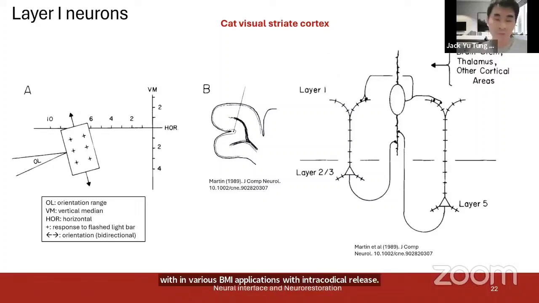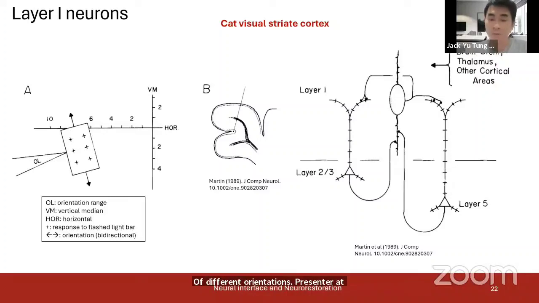So another example of previous work looking at layer 1 neurons is this study of cat visual striate cortex by Martin et al. in 1989, where they actually mapped out the receptive fields of layer 1 neurons in response to light bars of different orientations presented at different parts of the visual field.